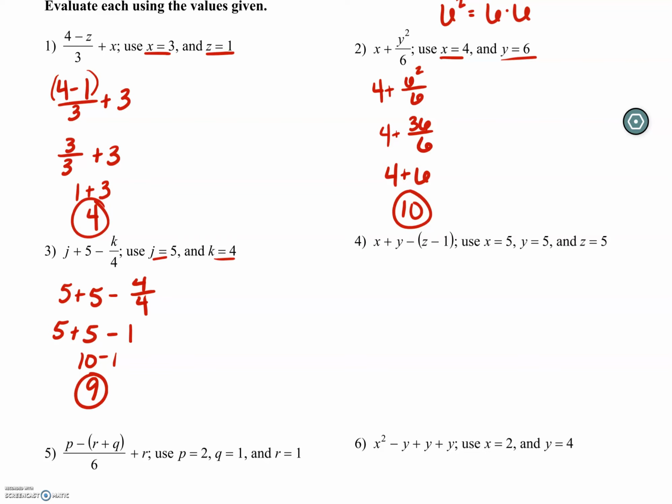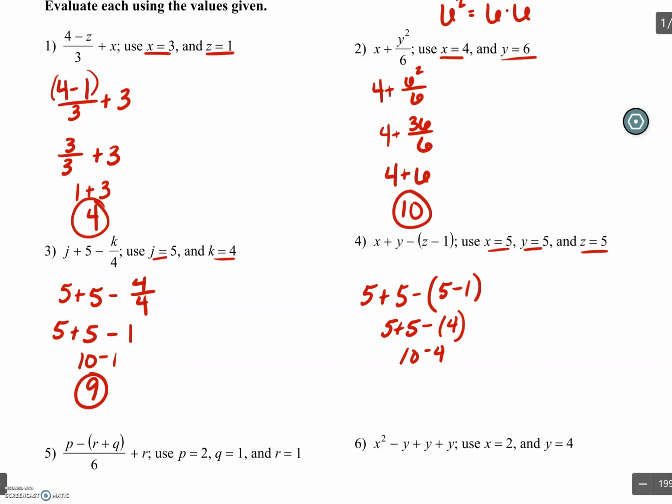All right, number 4, we have x plus y minus the quantity z minus 1. And it tells us that x equals 5, y equals 5, and z equals 5. So now we're going to have 5 plus 5 minus the quantity of 5 minus 1. Well, we need to take care of that parentheses first. So we still have 5 plus 5 out here minus 5 minus 1 would be 4. And now we're going to work left to right. 5 plus 5 is 10, minus 4 would be 6.